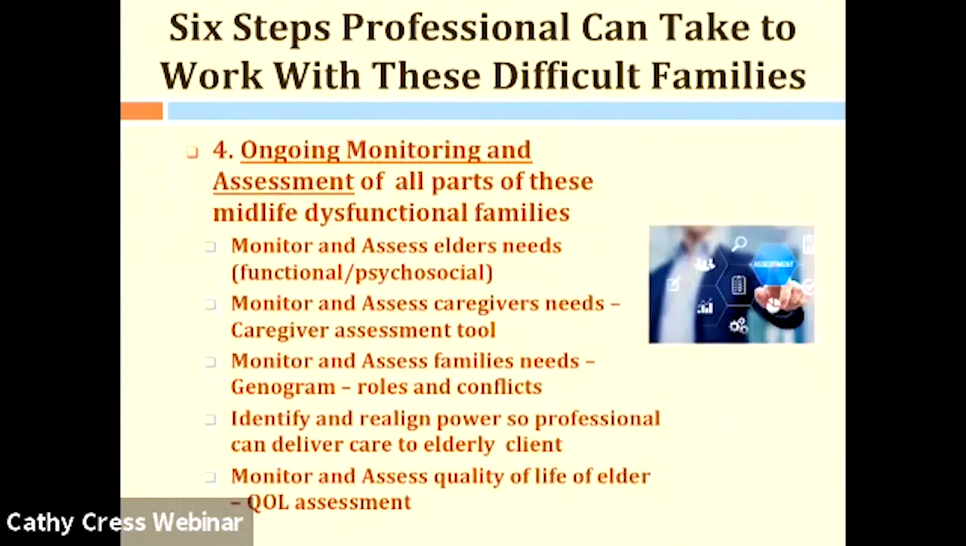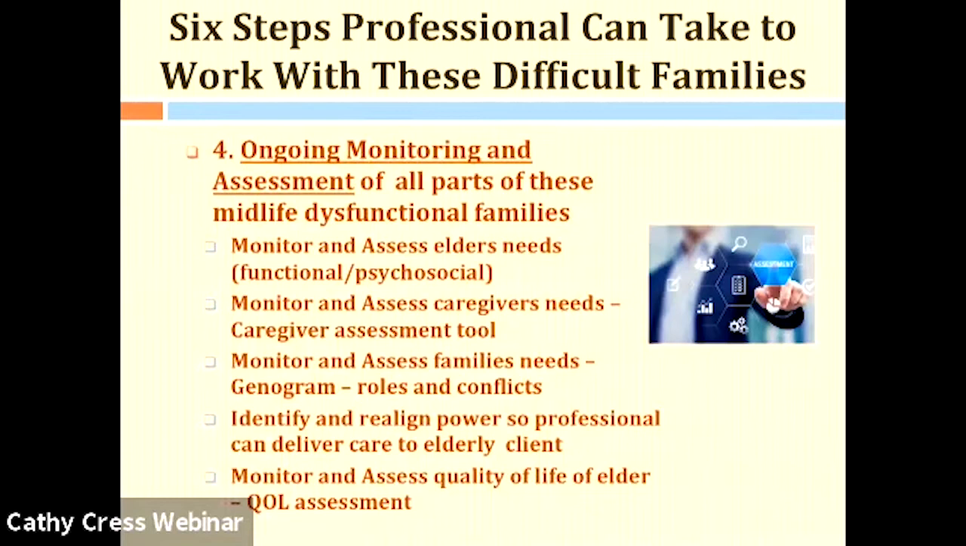Okay, another tool that you can use is what you should know as a geriatric care manager anyway, and that's ongoing monitoring and assessment on all parts of this dysfunctional family, because you have to keep on monitoring and assessing the elder's needs, because they're in jeopardy with a dysfunctional family. I mean, they could be like not enough food. Not only their money gone, but their clothes, their jewelry. And monitor and assess caregivers' needs, because if they have paid caregivers in there, they can tell you a lot about what's going on, but they can be abused. And monitor and assess the family's needs, because usually one person is abusing the older person. And then you have the other family members ratting them out.